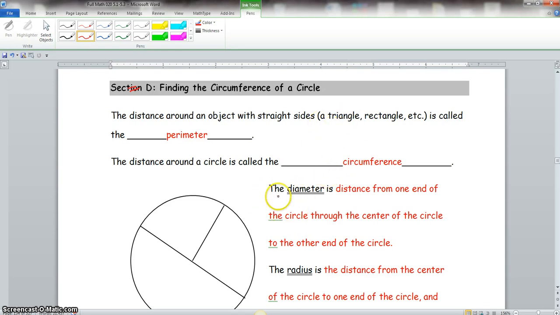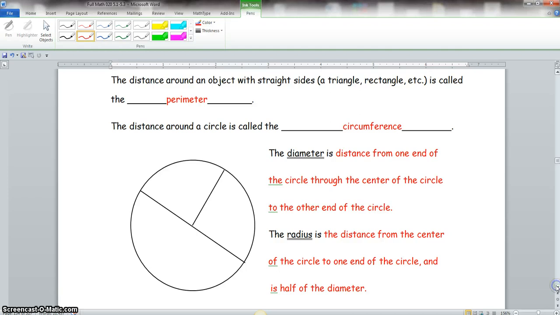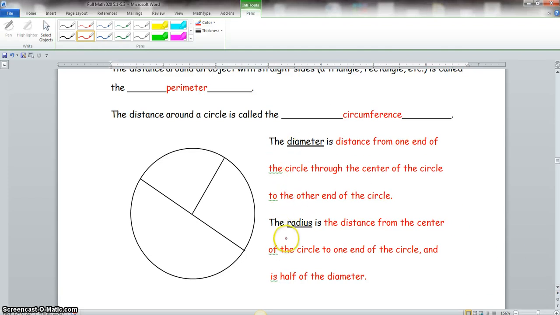Okay, now the definition of the diameter. The diameter is the distance from one end of the circle through the center of the circle to the other end of the circle. Now if we look here, well, before we do that, let's take a look at the radius as well. The radius is the distance from the center of the circle to one end of the circle and is half of the diameter.